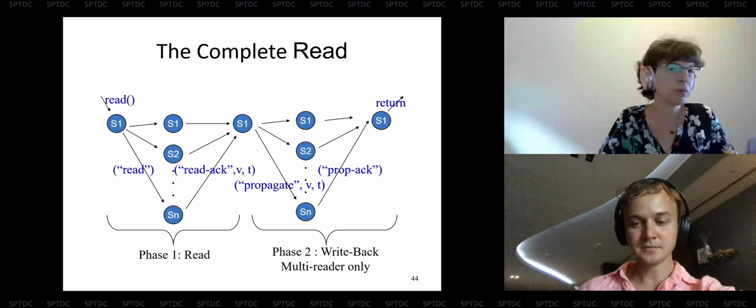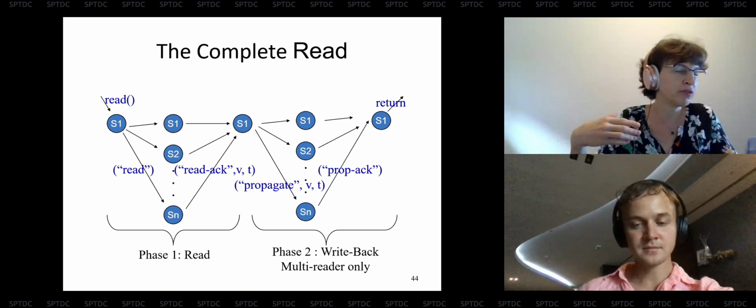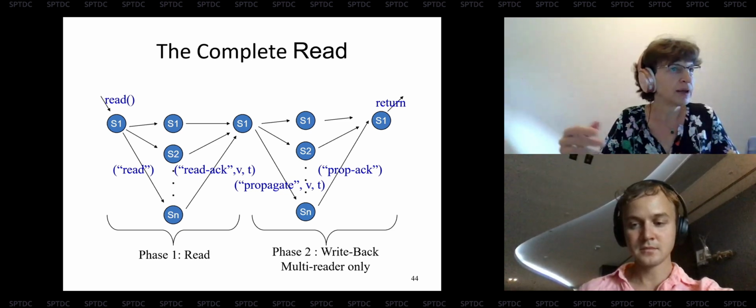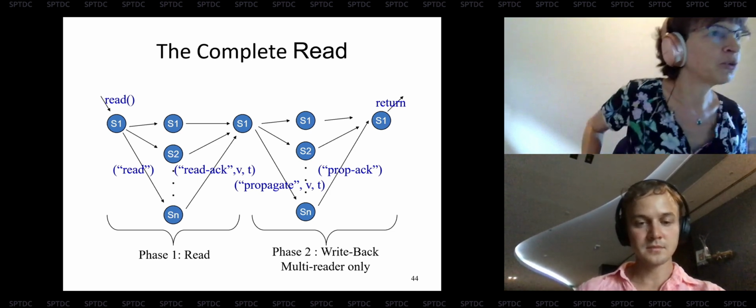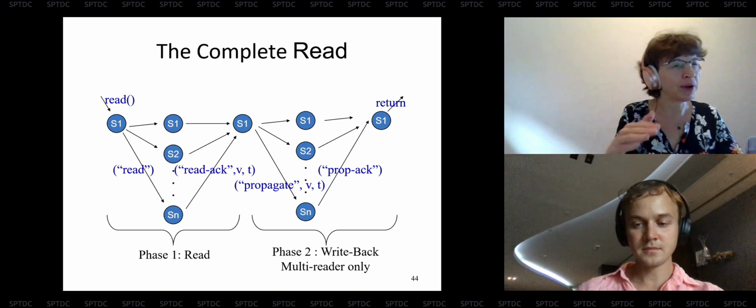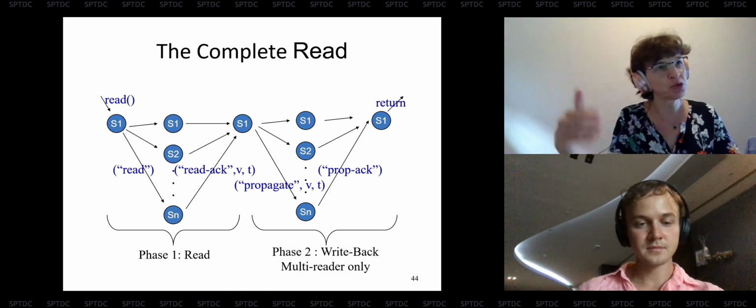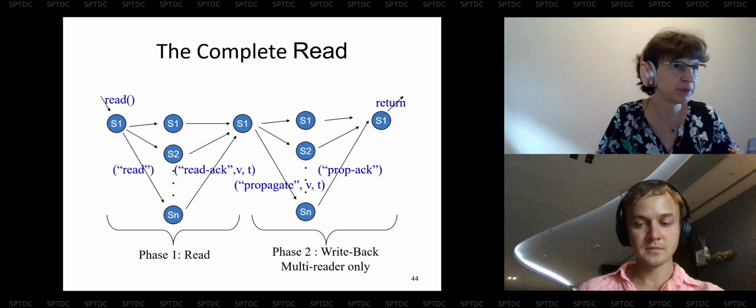Subsequent ones will, yes, but the ones that already finished their first phase are already linearized before that. So yes, you're right. We kind of linearize when we propagate the value, we ensure that later reads will see it. But those that are concurrent might have seen the other one.